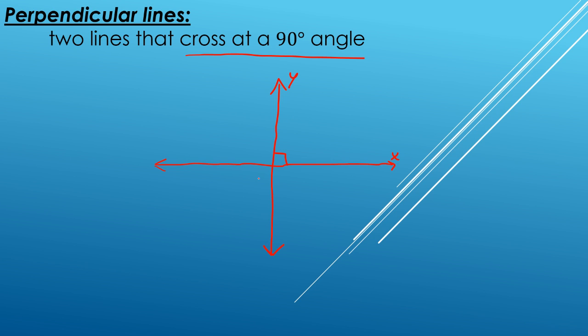Now, this is not the only example of perpendicular lines. What if I just made up a new one here? We have line AB, and then we have line CD intersecting somewhere at a perfect right angle. Well, that means these two lines are perpendicular. Okay, not the axes, but these are both examples of perpendicular lines.